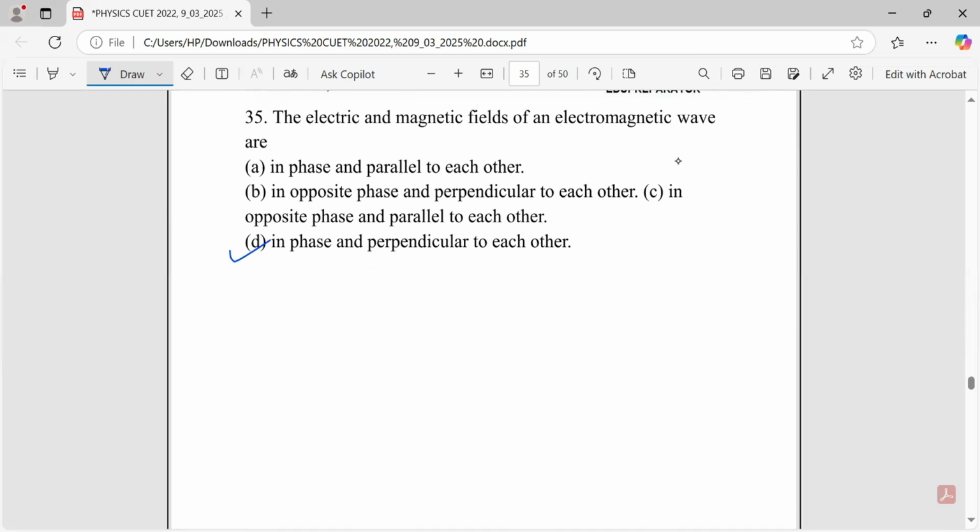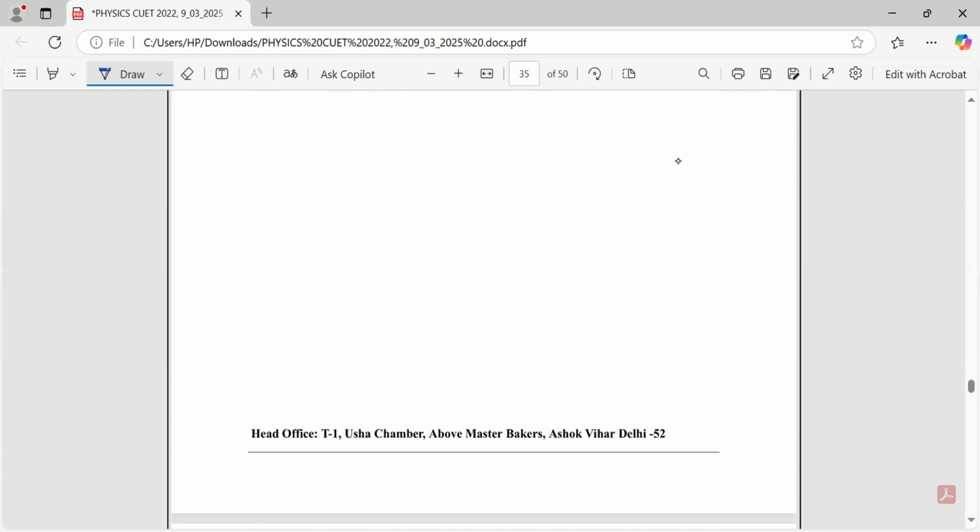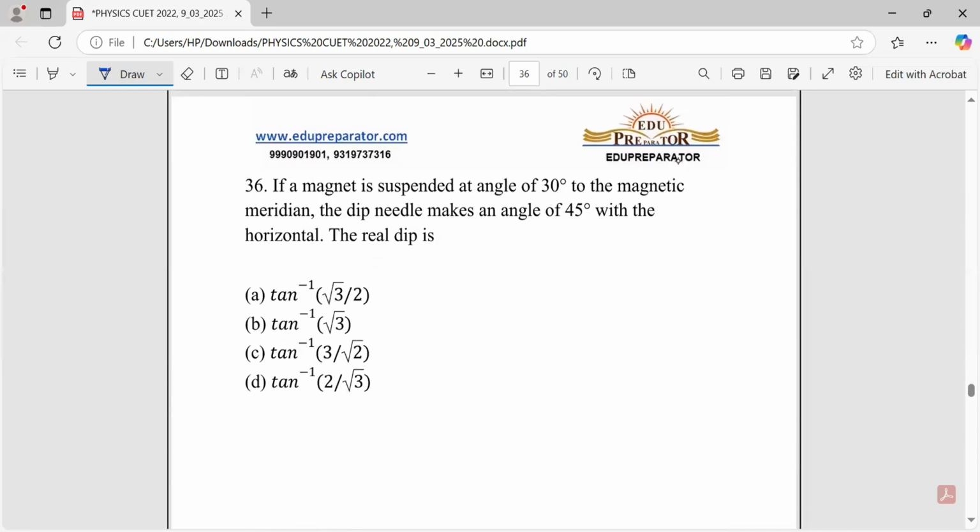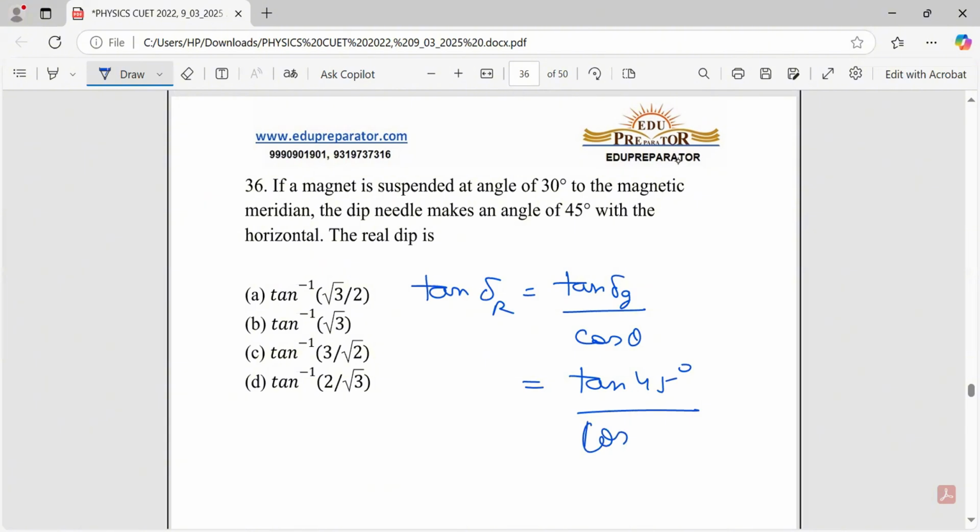They cannot be out of phase बेटा, ये out of phase होंगे तो कैंसिल कर देंगे, तो इसलिए ये आंसर नहीं आएगा। Then question number 36, that is the concept of the real dip. Remember that the real dip angle is equal to the value which is given to us, dip key, and cos of the angle.